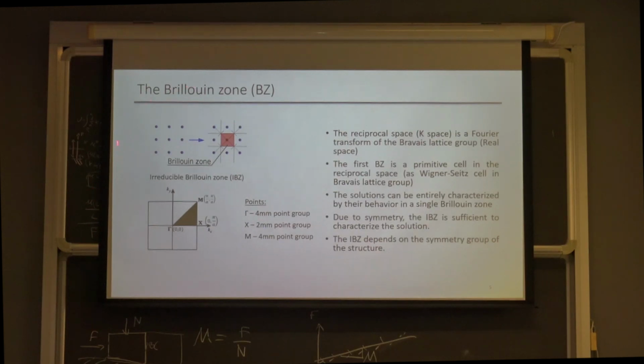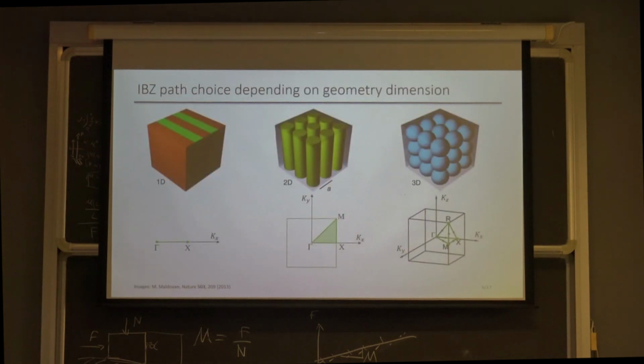And if our structure has more symmetries, then we can even reduce it. For example, from this big square, we reduce only to this small triangle, and this is called the irreducible Brillouin zone, and it depends on the symmetry of our pattern or phononic crystal.